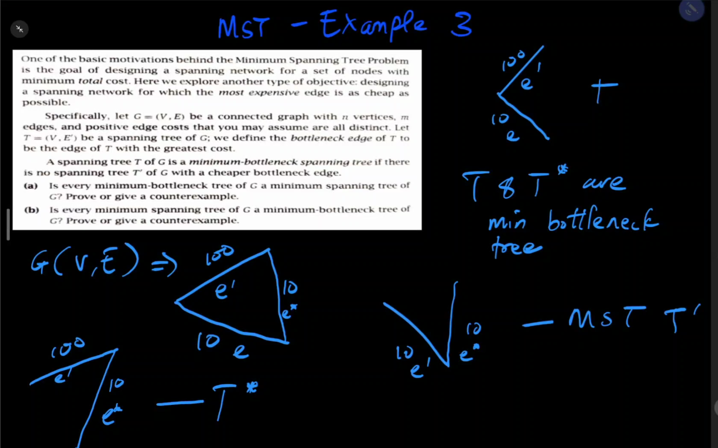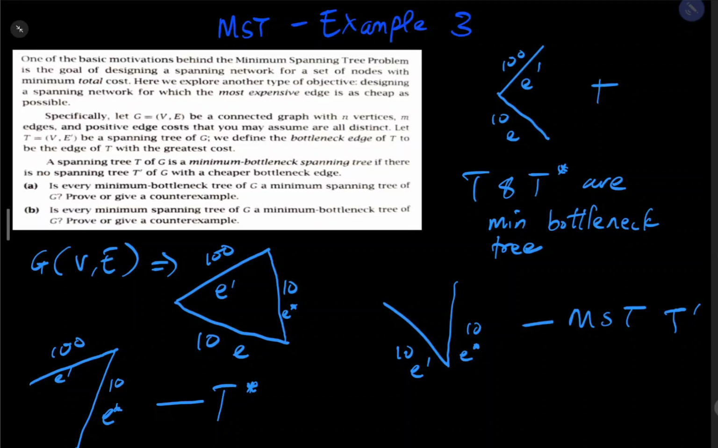One concentrates on minimizing the most expensive edge. That means you should have a most expensive edge, and it should be the cheapest expensive edge, while the other one, MSTs, concentrates on minimizing the total edges of the tree.